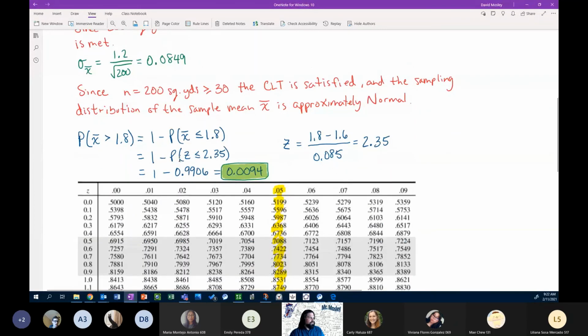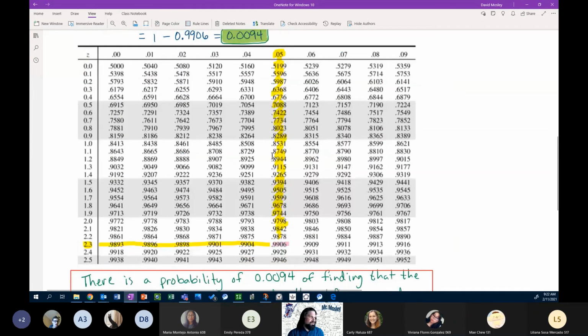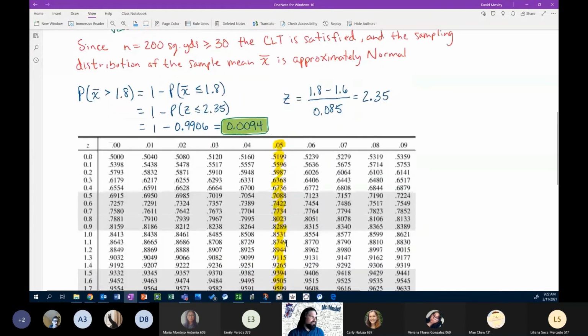And we do our calculations here. So again, I want to know the probability that X bar is greater than 1.8. I use the complement rule and do 1 minus the probability of X bar being less than or equal to 1.8. I standardize 1.8: 1.8 minus 1.6 divided by 0.085. I rounded that, and we get 2.35. We get 1 minus the probability of Z being less than or equal to 2.35 by finding 2.35 on table A. We get 0.9906. 1 minus 0.9906 equals 0.0094, a little less than 1%.